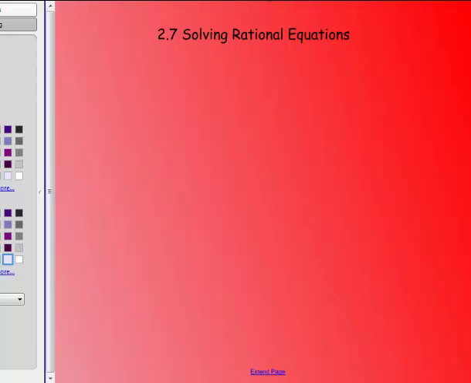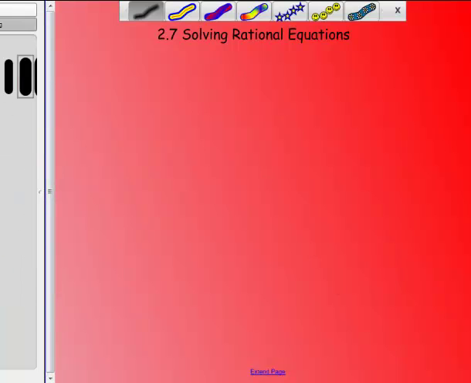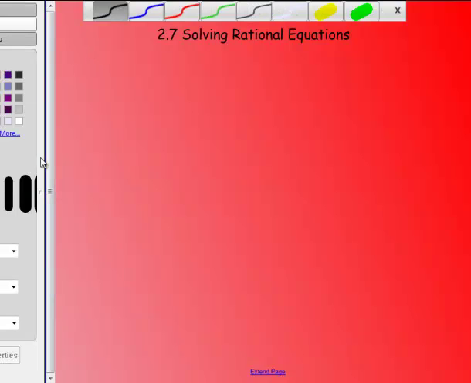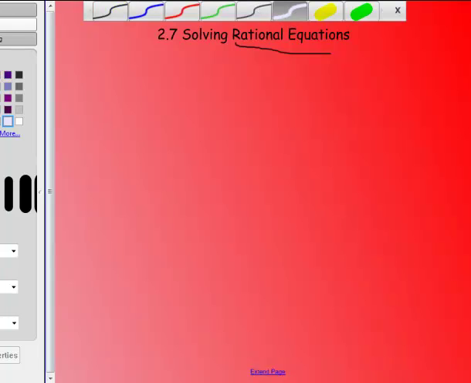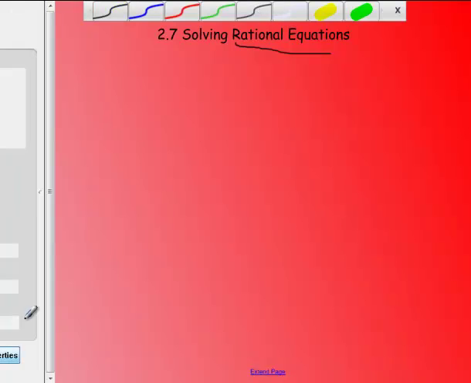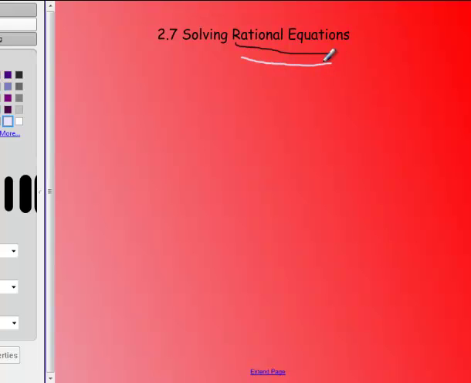Okay, we're going to do rational equations today. And let me just get a pen here that I can write with. Okay. So, rational equations. Rational means fraction, and we're going to have equations.